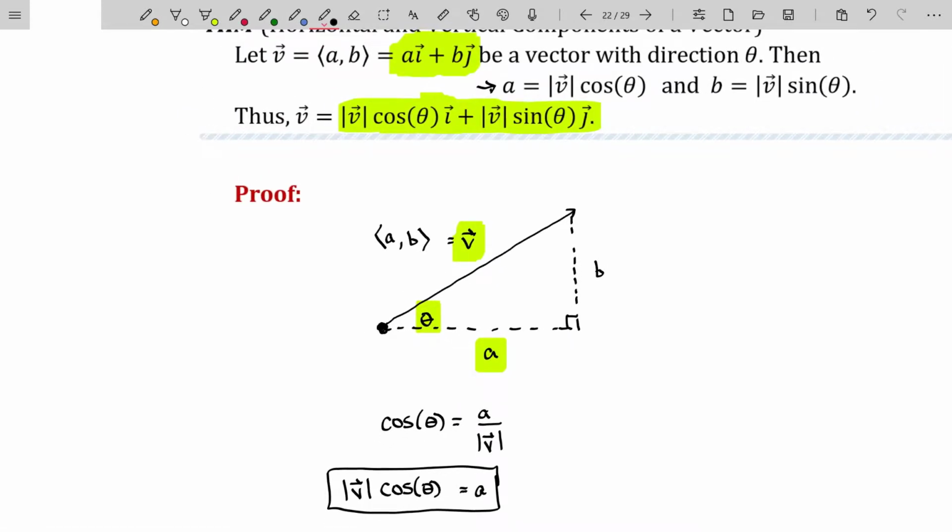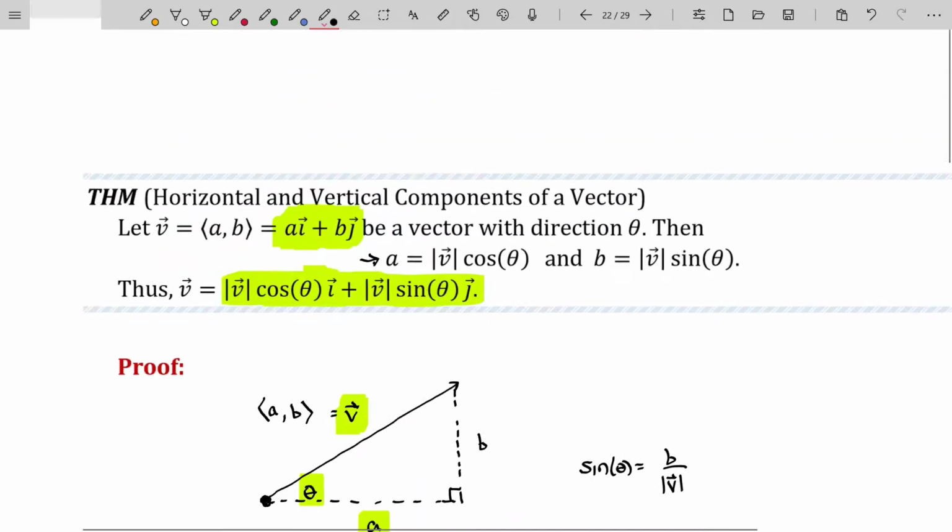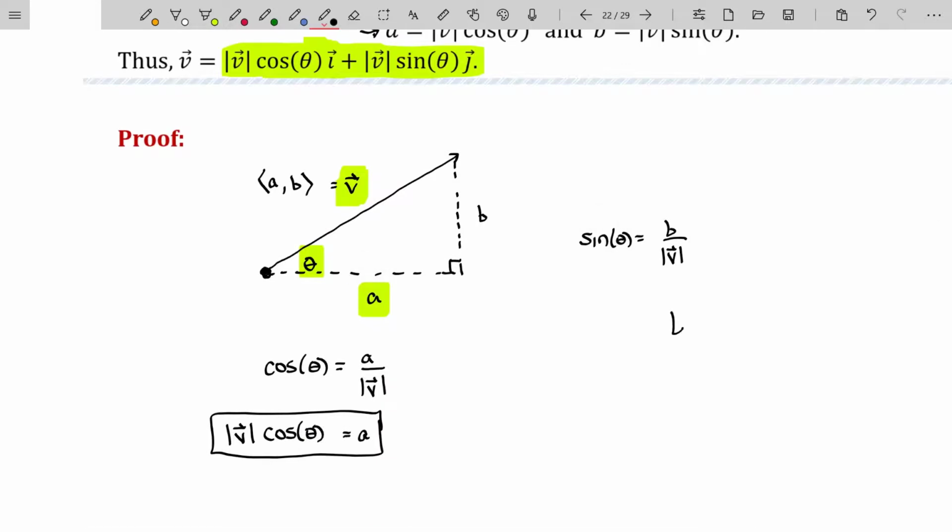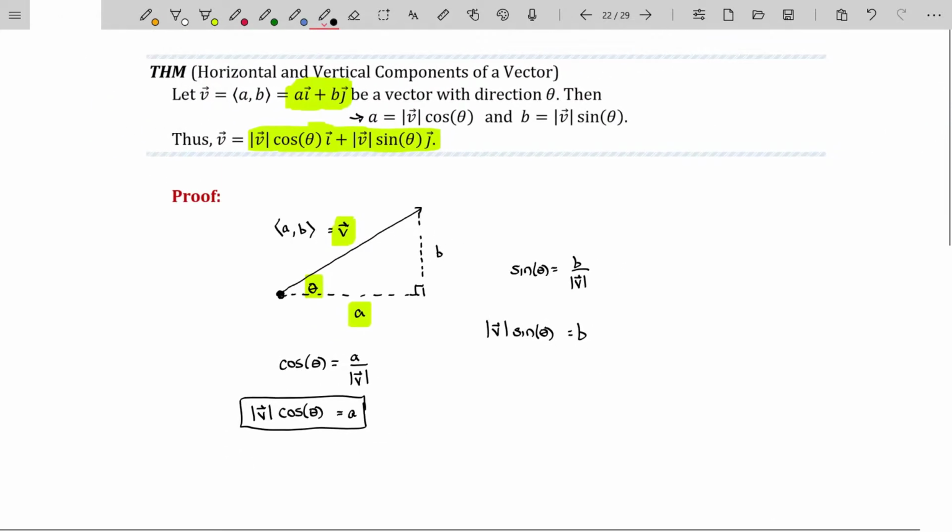There you go. And the vertical component's the same thing, right? The sine of theta is going to be B over the magnitude of the vector, or the length of the vector. Therefore, B is equal to the length of the vector times the sine of theta. And that's it. Proof done. Very fast.